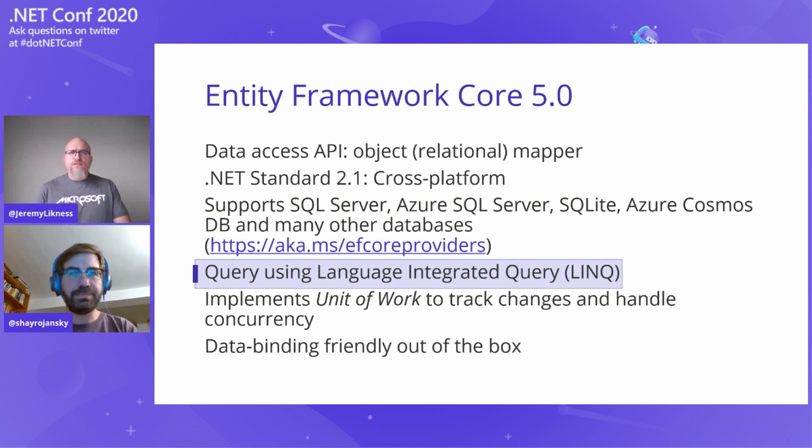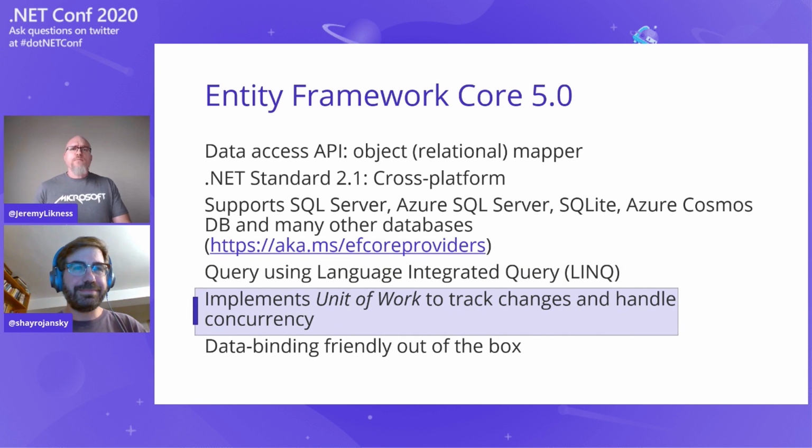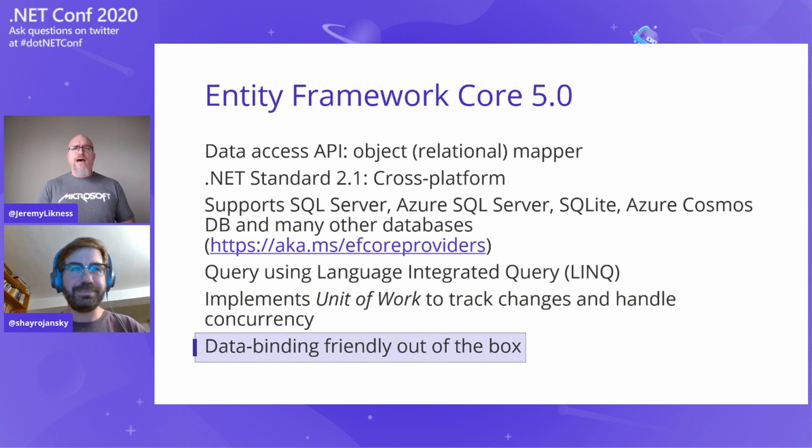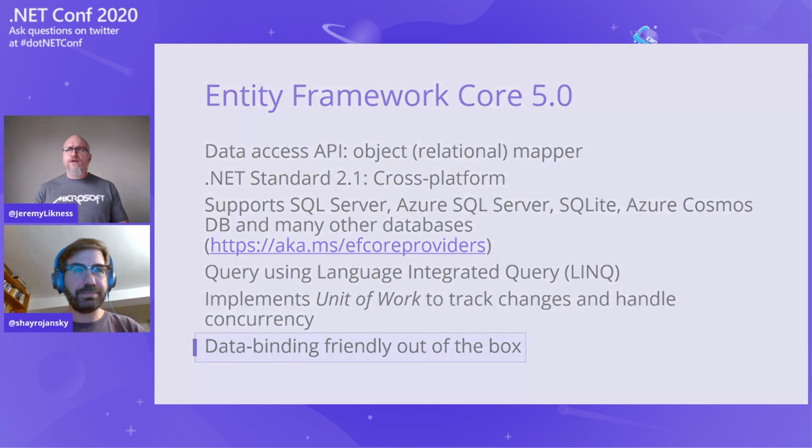One of the benefits of using EF Core is that you can use the strongly typed query integrated language, or language integrated query, I should say, LINQ, to specify your queries. We're going to show you examples of that. We also implement unit of work out of the box, so Entity Framework Core will track changes and even handle concurrency for you. Finally, it's data binding friendly out of the box. So if you're using WPF or WinForms, for example, as data binding frameworks, it plays very friendly with those.